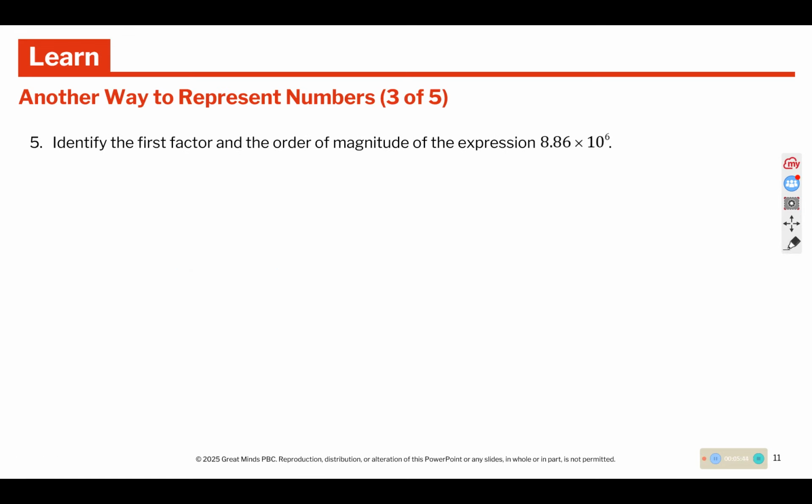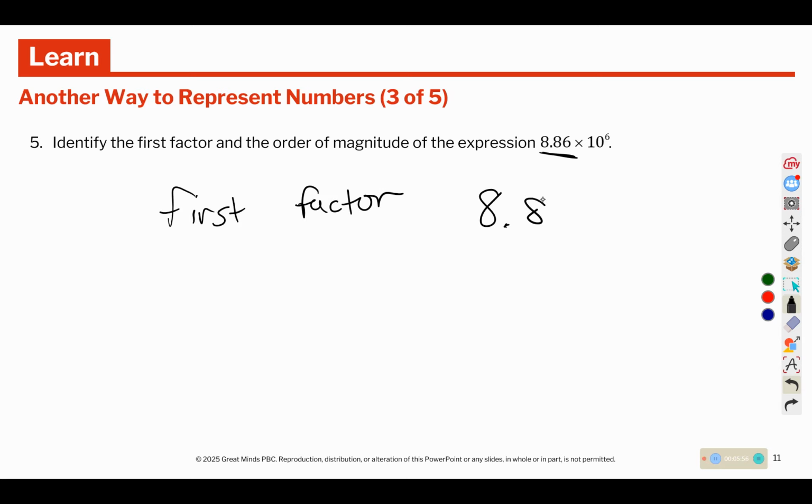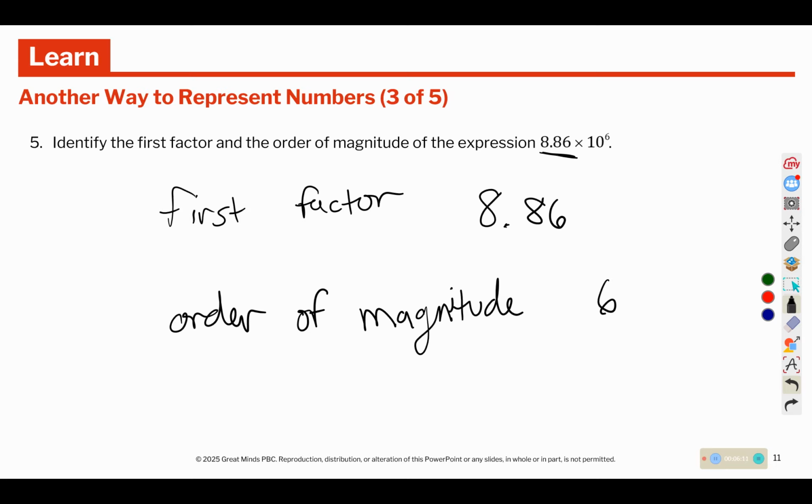Identify the first factor and the order of magnitude of the expression. The first factor is that A value, which in this case is 8.86. The order of magnitude is a fancy way of saying the exponent, the power on the 10, which is 6.